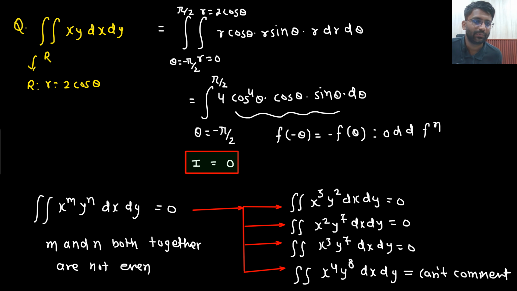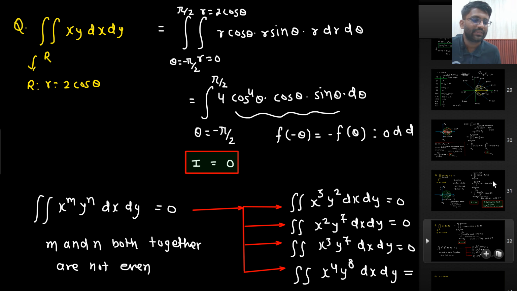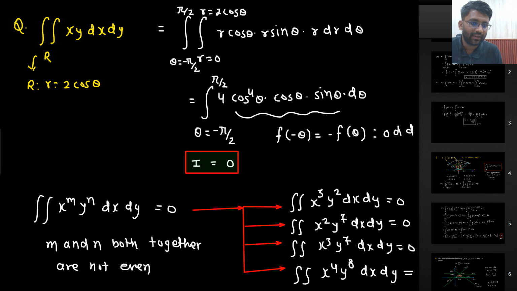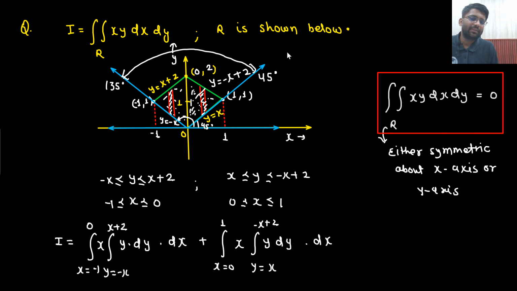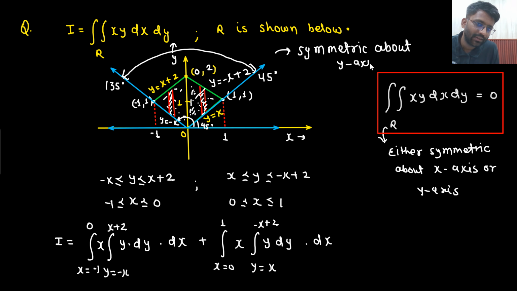Is that understandable to you? Okay. We have seen these examples previously as well. Here we have seen this kind of example. This example we have seen. Was it symmetric about y-axis? It is not symmetric about x-axis, but it is symmetric about y-axis. So if something is symmetric about y-axis, then this result will be there: the integral of x dx dy will come out to be 0.